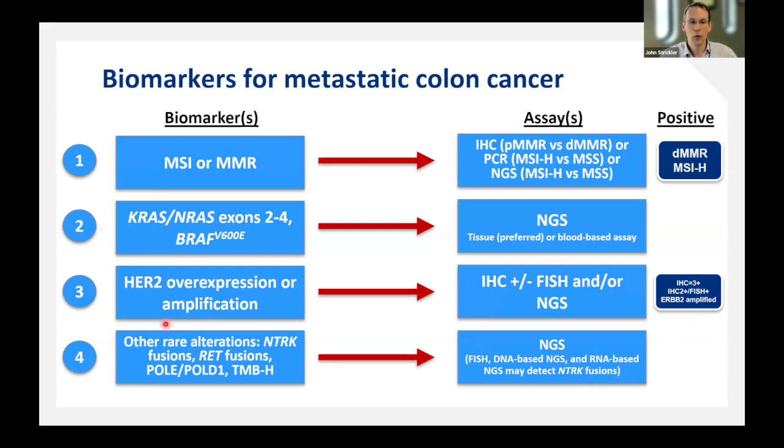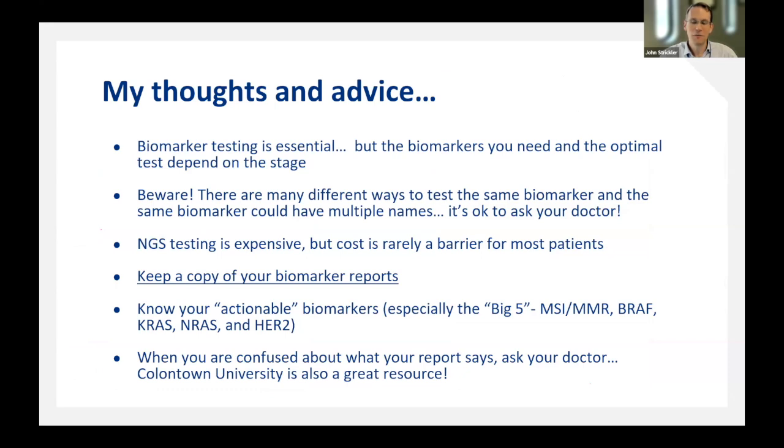Then there are a whole host of other rare alterations that are usually found in less than 1 in 500 patients. So I won't focus too much on those today. TMB causes all kinds of confusion, and we'll come back to that one during the questions. That's tumor mutational burden. Okay, so I went from very simple to very confusing very quickly. So let's end with some advice and thoughts before we dive into some of these reports.